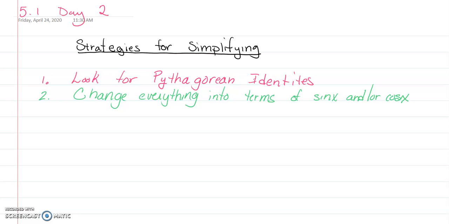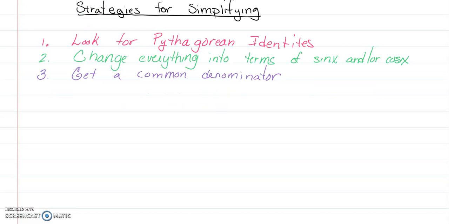Another strategy is to change everything into terms of sine x or cosine x. Again, you might not use this, but when in doubt, that's what I go to. So if I see a secant x or a cotangent x or whatever I have, I tend to change it into sine x and/or cosine x if I cannot think of another thing that I can do. If I have a sum or a difference, I'm most likely going to want to find a common denominator.